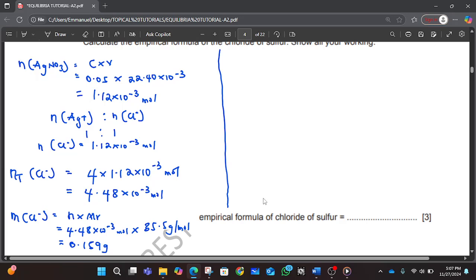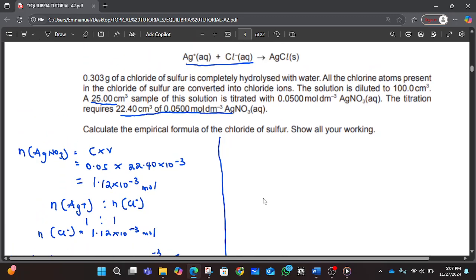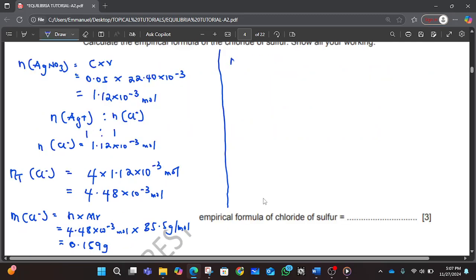Now, to find the mass of sulfur in the chloride of sulfur, we have to subtract the mass of chloride from the total mass of the chloride of sulfur, which is 0.303 grams. So the mass of sulfur is equal to 0.303 grams minus 0.159 grams. And that gives us 0.144 grams. Now, for the empirical formula, we write sulfur here, we write chlorine here.